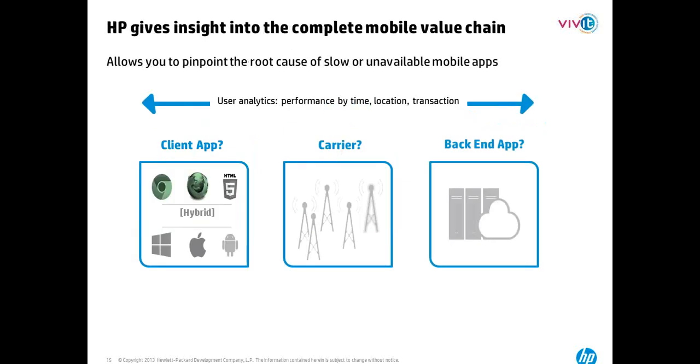What HP offers today is a complete insight into the whole mobile delivery value chain. It allows mobile application products to be monitored in a fashion such that we can pinpoint the root cause of slow or unavailable mobile applications quickly. We do this by actually monitoring all the key elements of the mobile value chain, which is the backend through to the carrier and back into the application at the front end.